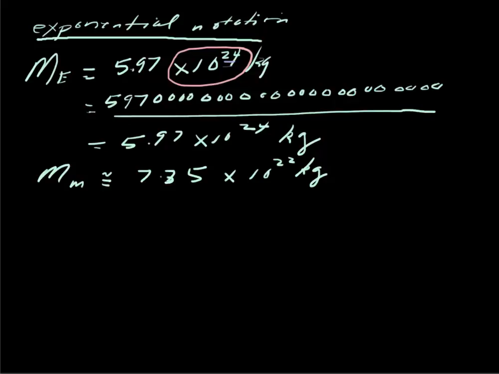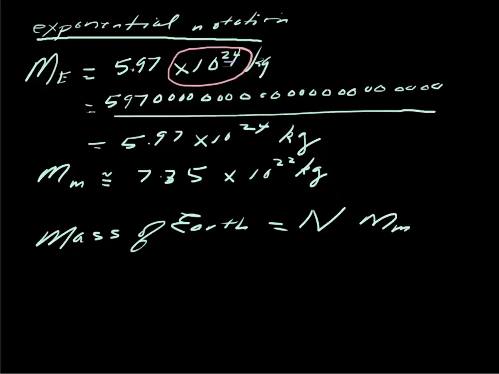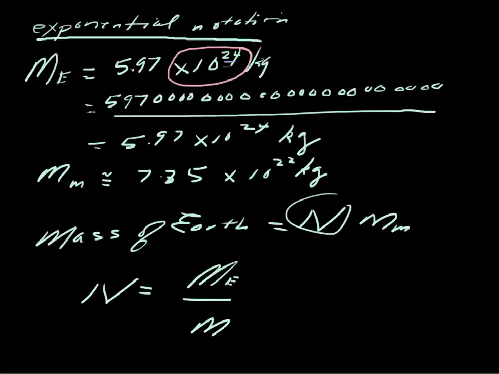Let's say the mass of the Earth is how many times the mass of the moon. So we're kind of asking this question here. So what is n? How many times the mass of the moon? How many moons does it take to provide the same mass as the mass of the Earth? So what we need to do is divide. n is just going to be equal to the mass of the Earth divided by the mass of the moon.